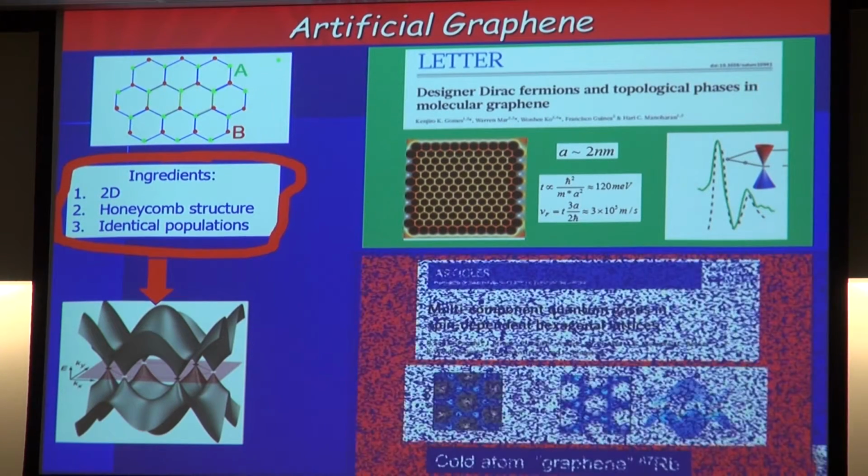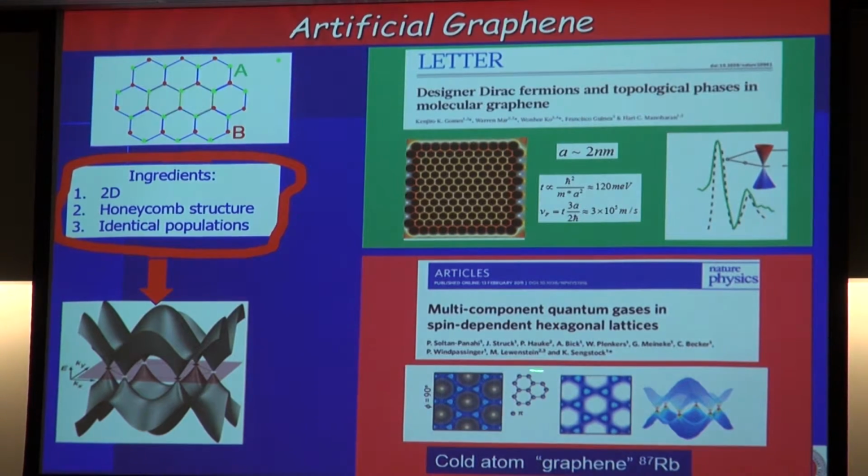But you can also make it with cold atoms. And people have made optical lattices that look like graphene. And this is an Austrian group. And again, the band structure looks like that of graphene. People have made a similar band structure with microwave cavities, and so on and so forth. So as long as you satisfy this condition, you can get the same kind of band structure.